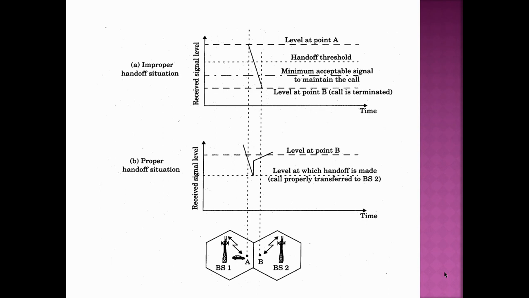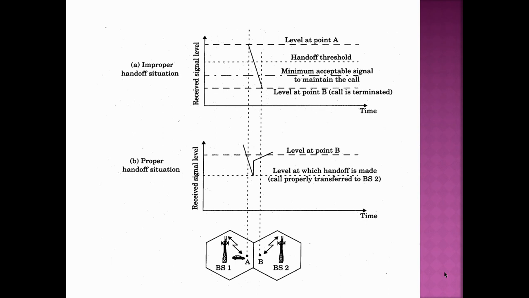So when the user reaches the interface between these two cells, at that particular time, the received signal level will reach the handoff threshold value. So in a proper handoff situation, when the user reaches the interface between the two different cells, obviously the control will be properly transferred to the base station 2.